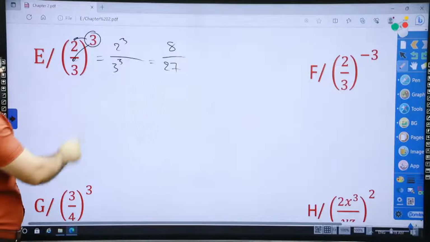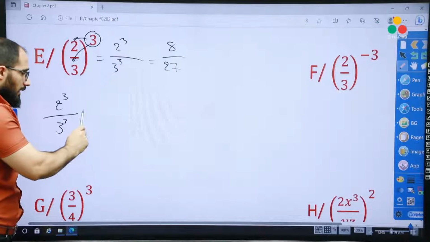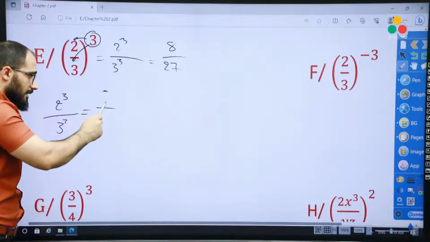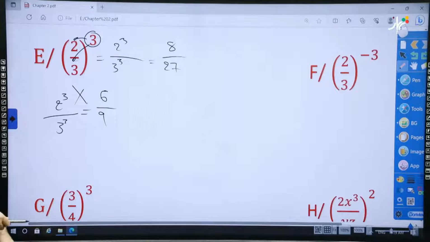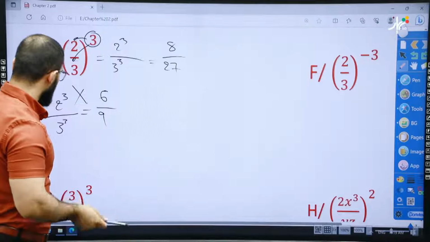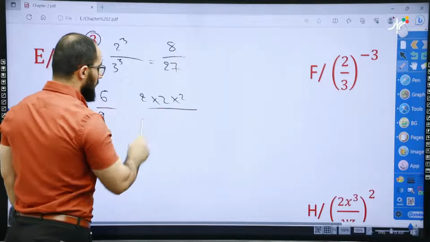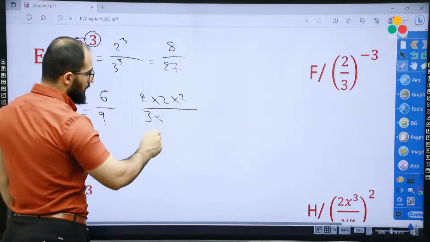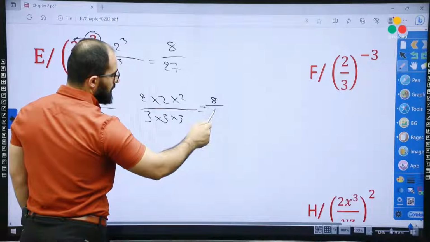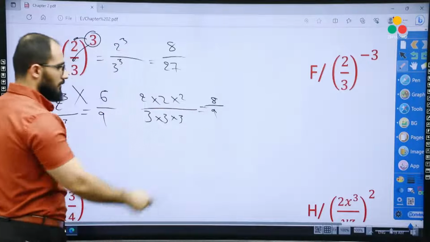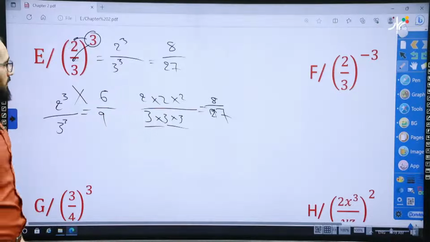Please be careful. Maybe you are going to say 2 power 3 over 3 power 3 is going to be, let's say, 6, and it's going to be 9. It is wrong. If you remember, I told you 2 power 3 means 2 times 2 times 2, and 3 power 3 means 3 times 3 times 3. This one is going to be 8, and the other one is going to be 9. Sorry, 27. It's going to be 27.